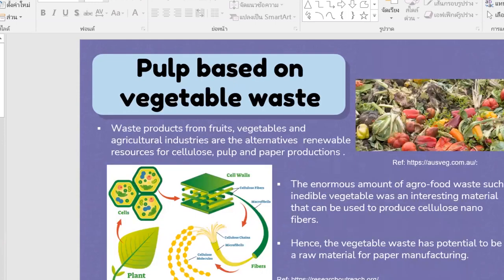Another approach that we can use to produce paper is to use the cellulose from waste products such as fruit, vegetables, and agricultural industry products to produce cellulose and pulp and paper. So it would be a viable resource to use vegetable waste to produce pulps and paper.